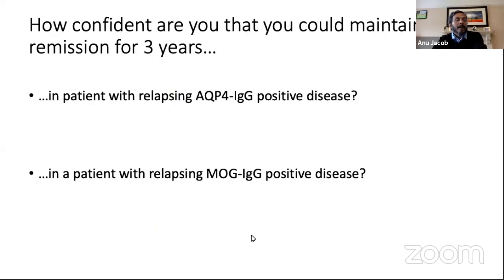And the last question was, how confident are you that you could maintain remission for 3 years? So if you think about your own patients with AQP4 NMOSD, how confident are you that you could maintain remission for 3 years with the drugs you have? On a score of 0 to 10, 10 being I'm absolutely confident and 0 being I'm not confident at all, 7 was the answer for AQP4 NMOSD, and for MOG it was 7.4. People are optimistic. People think that they can control relapsing MOG well, which is a good thing.